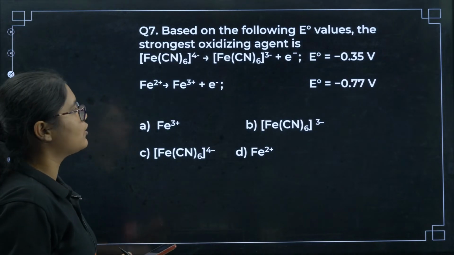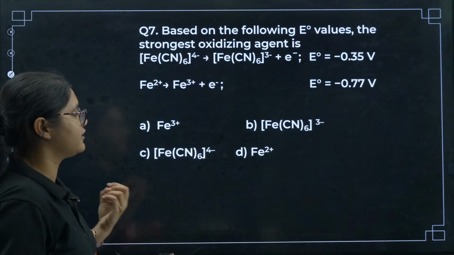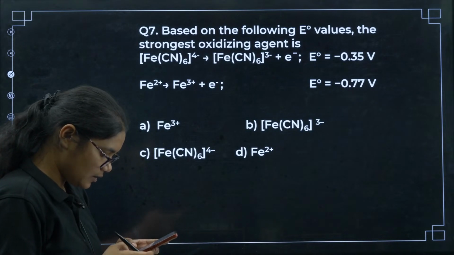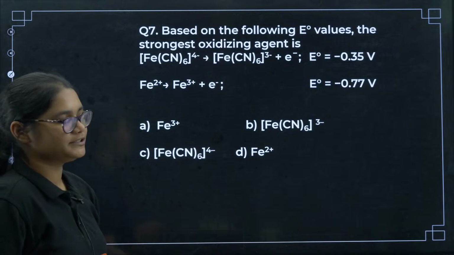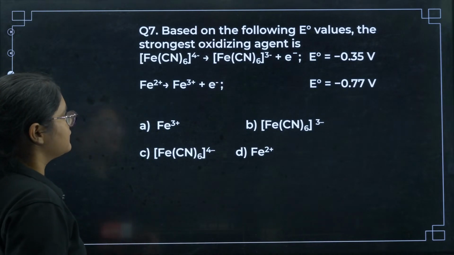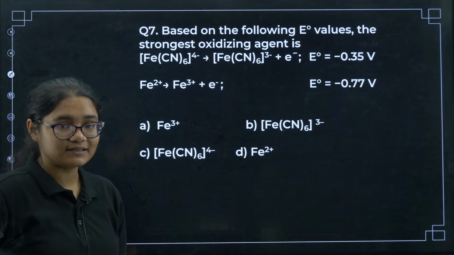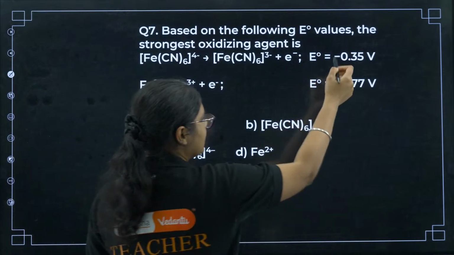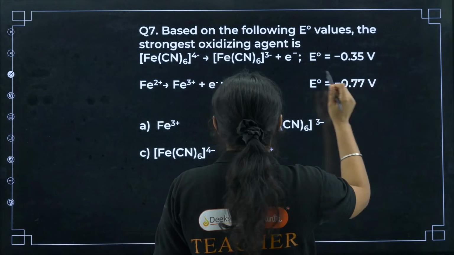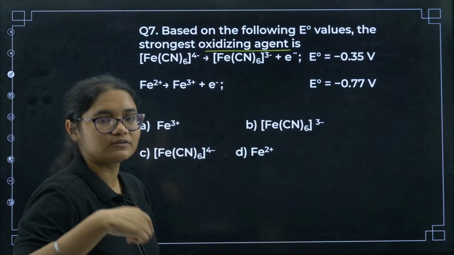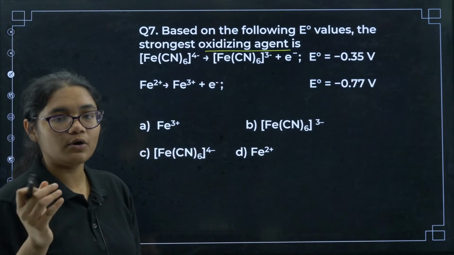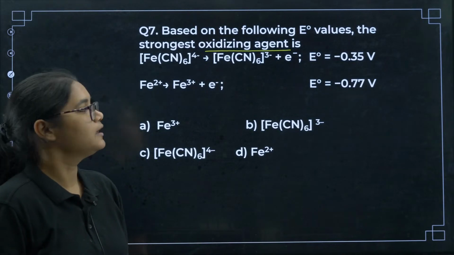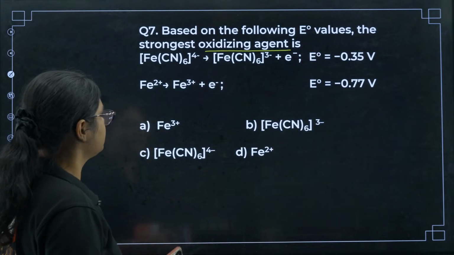Based on the following E0 values, the strongest oxidizing agent is. Again, very similar question. Strongest oxidizing agent. Yes, we have reduction potentials, right? So now see, strongest oxidizing agent means it will oxidize others, itself it will get reduced. So the reduction potential should be higher. So if I compare these two, this is the strongest oxidizing agent. It oxidizes others, itself it will undergo reduction, right? So if it is undergoing reduction, then its reduction potential should be higher. Then can we guess the answer here?